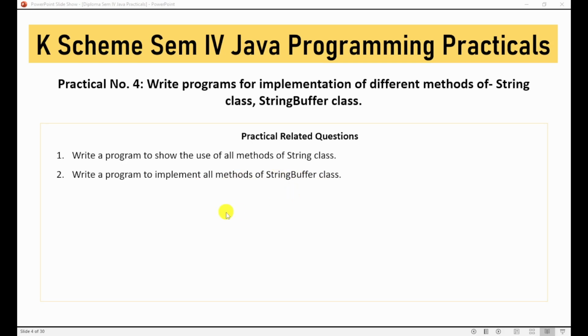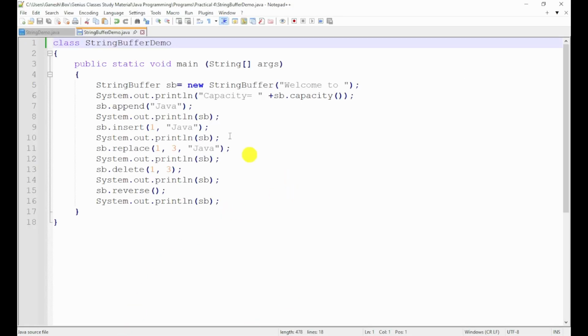So directly moving toward the program. Initially I will be defining a main class, that is class StringBufferDemo. So this is the class name, it should be the same as the file name. Then I am starting a main function, public static void main String args. So this is the general definition of main function.